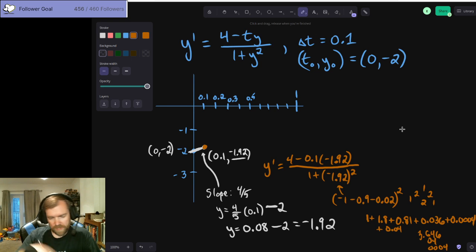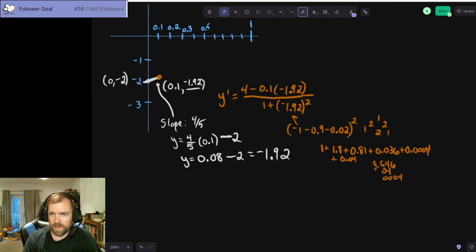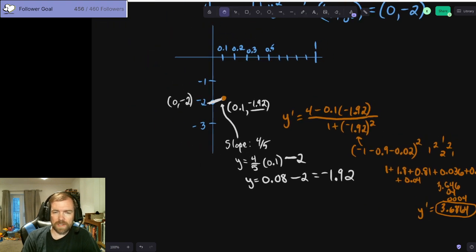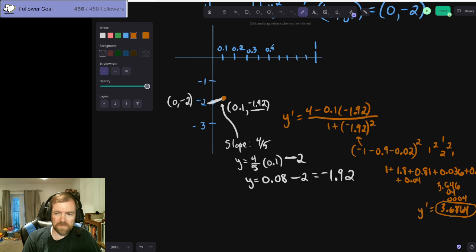I just checked on my calculator as well as by hand. I did, in fact, get the right value there, so that's 3.6864. That is going to be our y prime for this particular point. That is a fairly significant difference compared to what we had before. Apologies for the ad break, everybody.